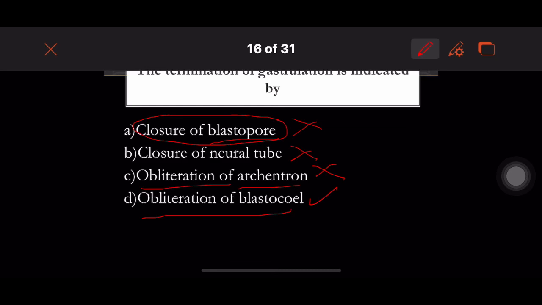So during the process of gastrulation a new cavity is generated which is known as archenteron. As the archenteron is formed during gastrulation, the blastocoel reduces in size. So obliteration of blastocoel is the right answer.